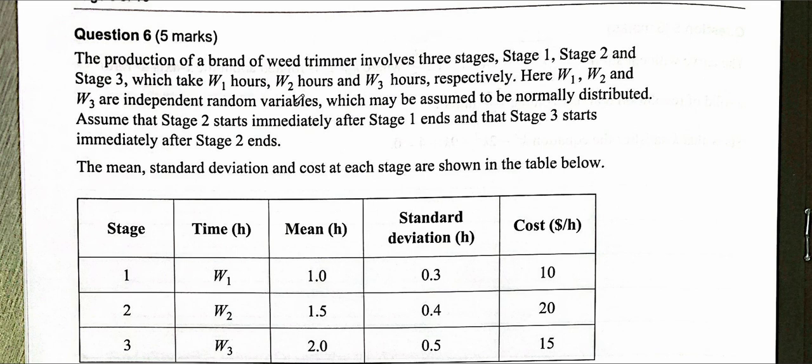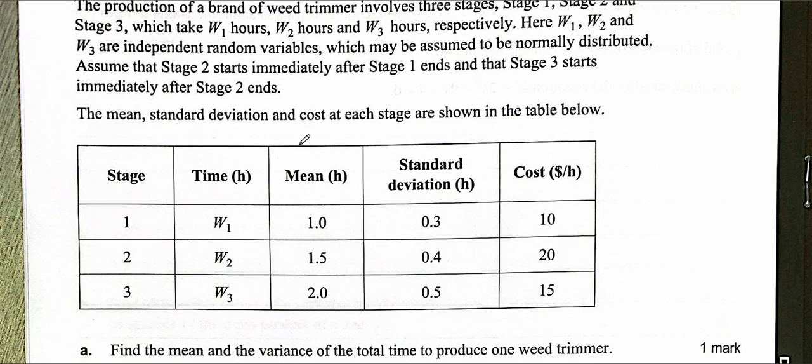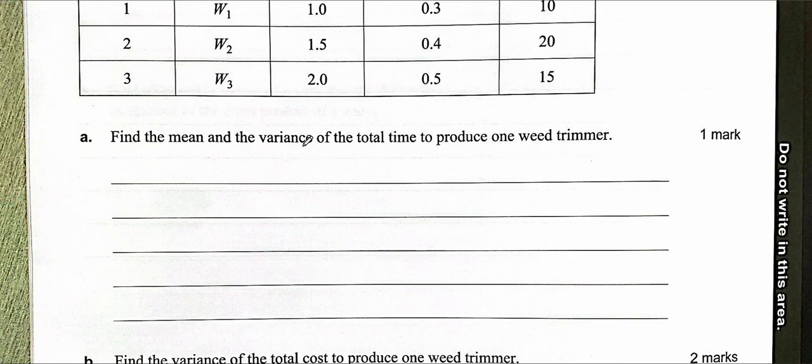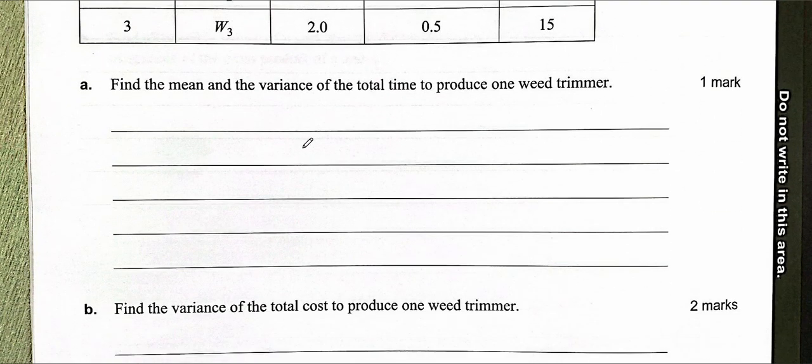Question 6. A brand of weed trimmer involves 3 stages, stage 1, stage 2, and stage 3, which take W1, W2, W3 hours. Assume the stages are independent and that they start immediately after each other. The mean, standard deviation and cost at each stage are shown in the table below. Find the mean and variance for the total time to produce one trimmer.